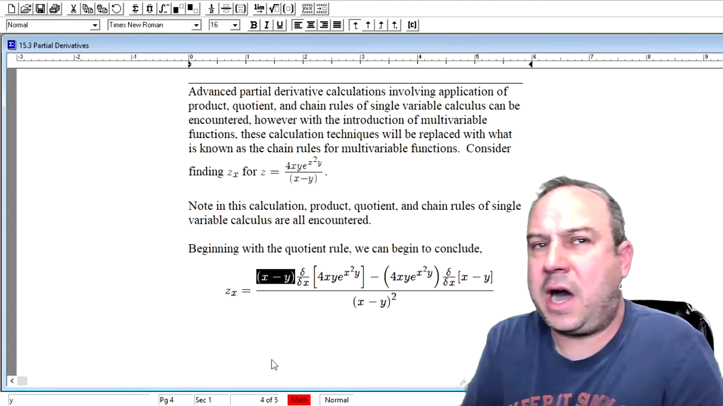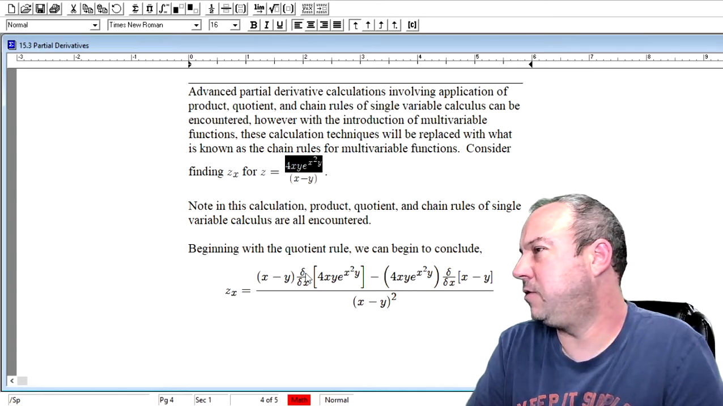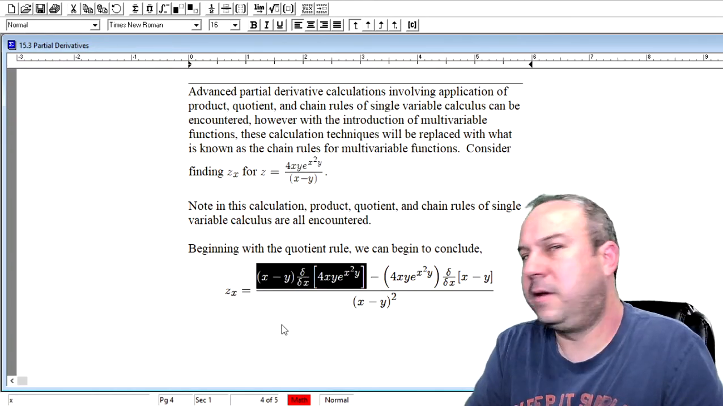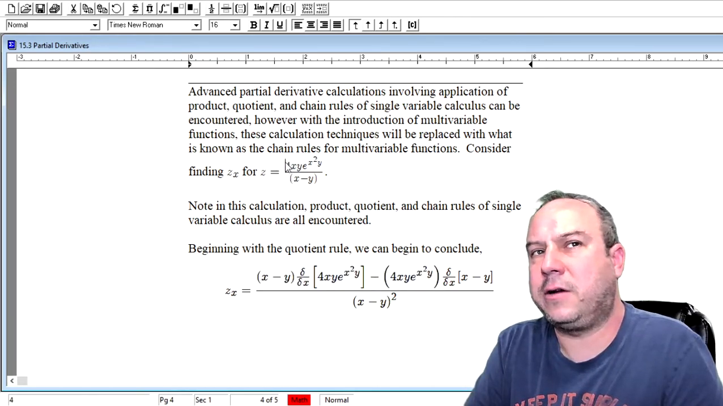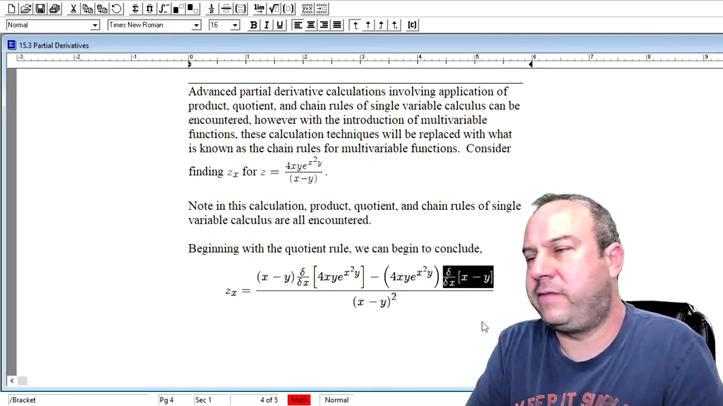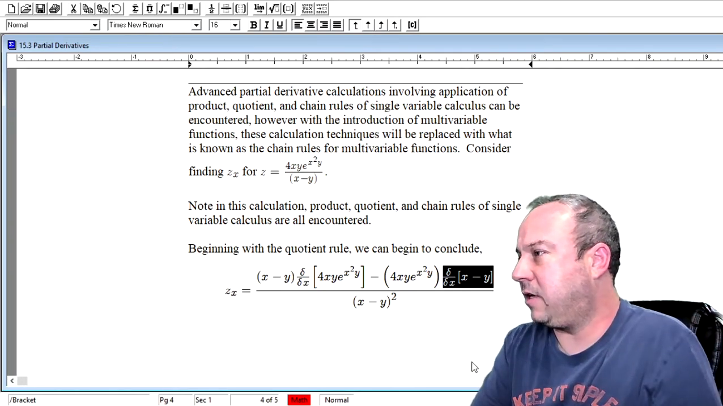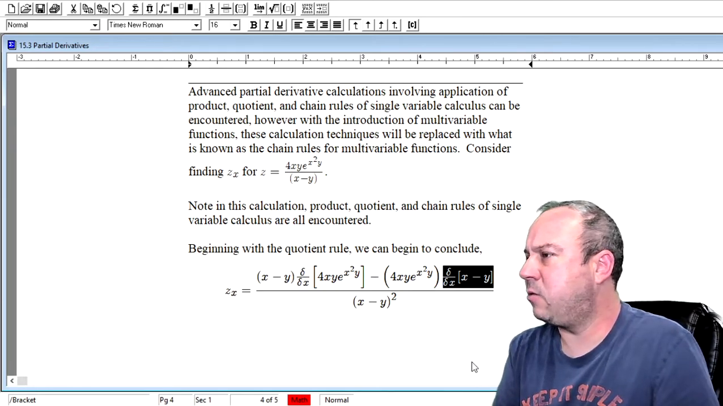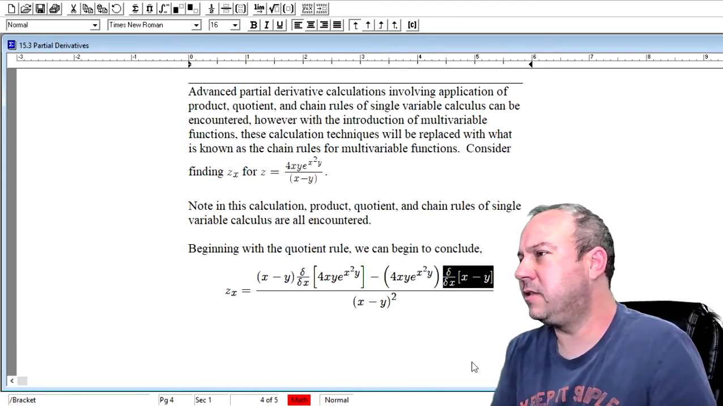It's going to be x minus y times the derivative of my numerator. You see that here. It says x minus y, the denominator, times the derivative of my numerator. That's this. Minus my numerator. You can see that's my numerator times the derivative of my denominator. Now, those aren't full derivative calculations. Those are partial derivative calculations with respect to x in that quotient rule. But nonetheless, it's still the quotient rule from single variable calculus.